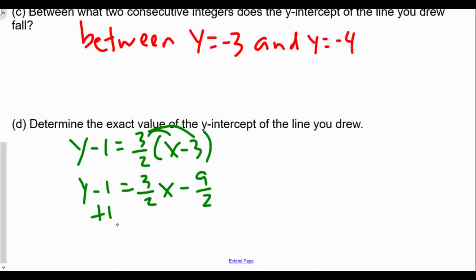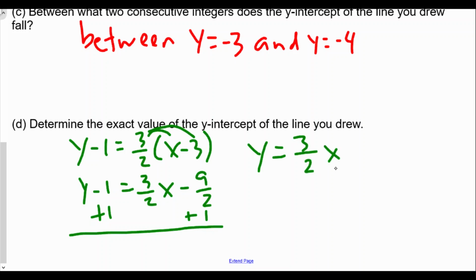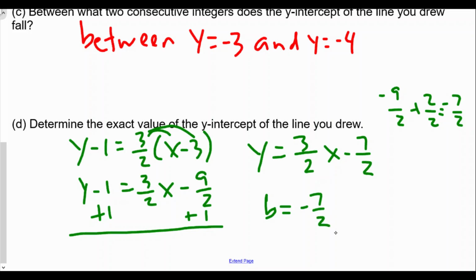Now if we add 1 to both sides, we get y is equal to 3 over 2 x. Now, since 1 is 2 over 2, -9 over 2 plus 2 over 2 is equal to -7 over 2. So we'll say minus 7 over 2. And we'll see in this case our y-intercept, our b value, is negative 7 over 2. And yes, it is between the values of negative 3 and negative 4. Really, it's the same as negative 3.5.